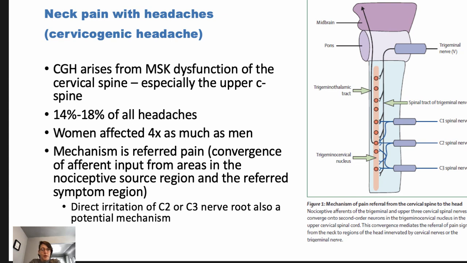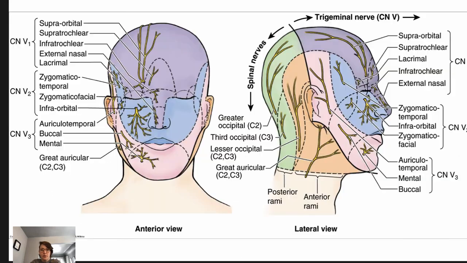Some of the mechanisms we think happen with how the cranium is involved in this neck pain is from a dysfunction in the upper cervical spine. Most likely, this will account for 14 to 18% of all headaches. Women are 4 times as likely to be affected as men. And really, this is a referred pain, so a convergence of afferent input from the cervical spine. There's also a possibility of direct irritation of the C2-3 nerve root.